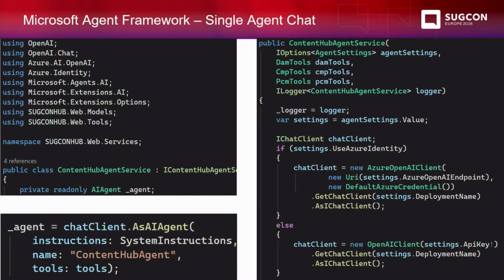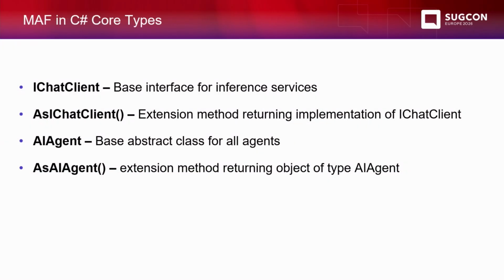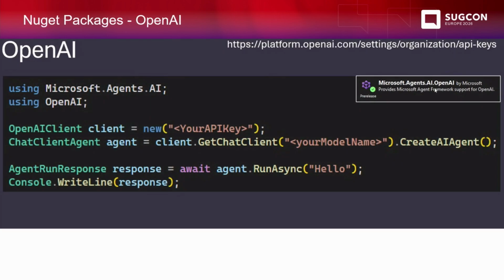And then you can see here some of the namespaces where you've got this AI agent private read-only field that we saw previously, and this as AI agent on the chat client, how you're going to populate those. And on the right-hand side, you can see the IChatClient interface and how that is also populated with an extension method for AsIChatClient. And to just give a bit of information around that, the IChatClient is the base interface for inference services, and the AI agent is the base abstract class for all AI agents, with those two extension methods too.